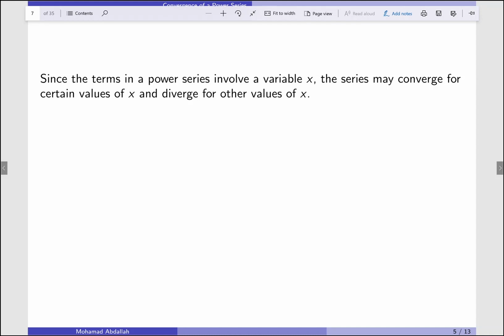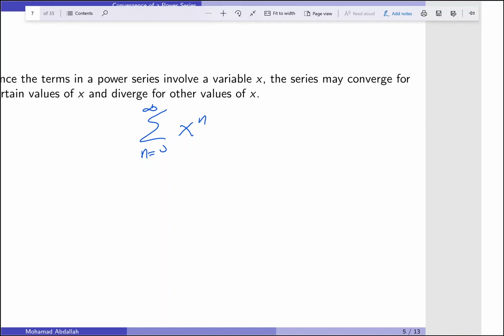Since the terms in a power series involve a variable x, the series may converge for certain values of x and diverge for other values of x, like we just saw for the sum of x to the n from n equals 0 to infinity. Remember, this was convergent between -1 and 1, and divergent everywhere else.